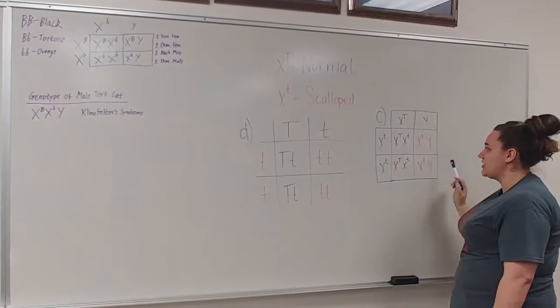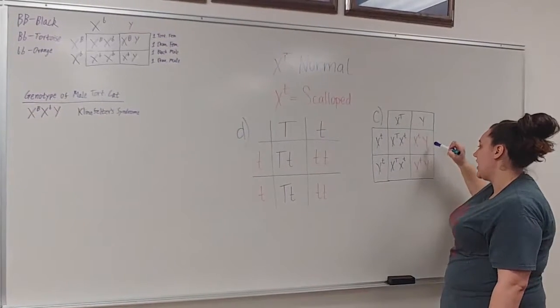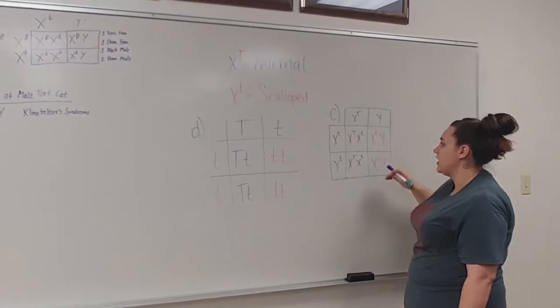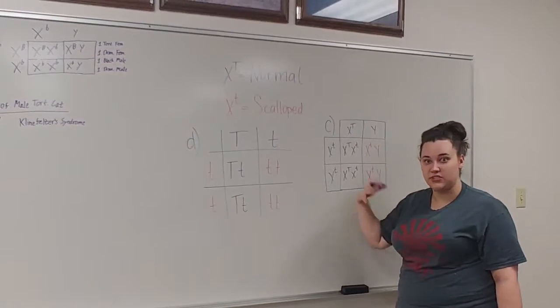This is how you do reciprocal crosses. So you're going to have 2 normal, and the males are going to be the ones that are scalloped, whereas the females are actually going to be just carriers of that.